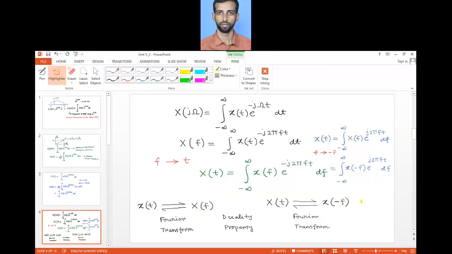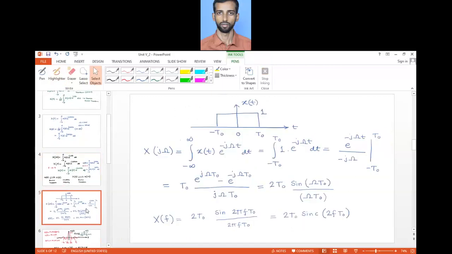And this is very, very useful whenever you go for calculating the Fourier transformation of some complicated signals. So if you know the Fourier transformation of any signal x(t), small x(t) being a particular type of signal and capital X(f) another type of signal in the frequency domain, then this duality property will be very useful for you to find out Fourier transformations without going into the detailed calculation.